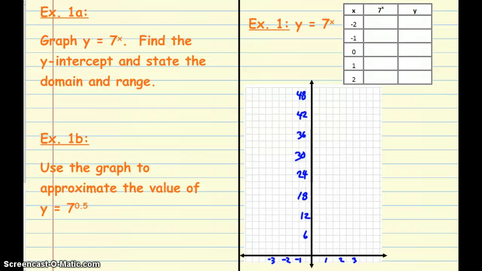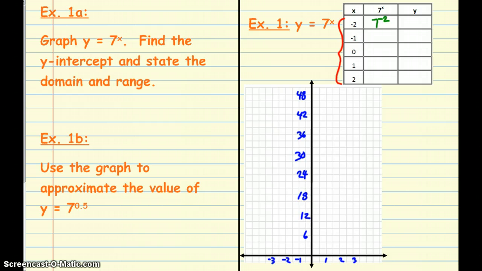We have this first one where we're going to graph the equation y equals 7 to the x. We're going to find the y-intercept, and then we're going to talk about the domain and range. I have this table here, and I picked the values -2, -1, 0, 1, and 2. I picked those because they're really easy numbers to work with, and they're going to keep my numbers relatively easy to manage. So the first thing I'm going to do, in this middle column, is substitute a number in for the variable x.